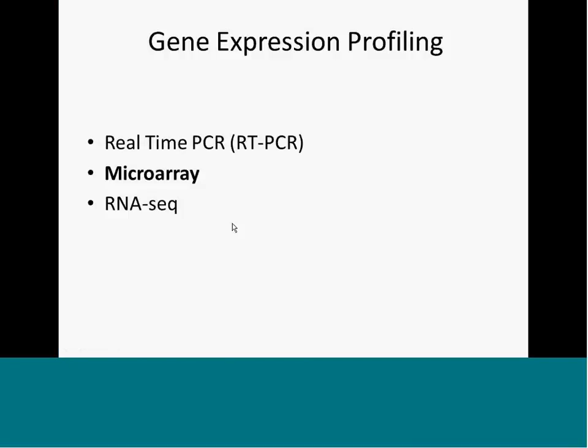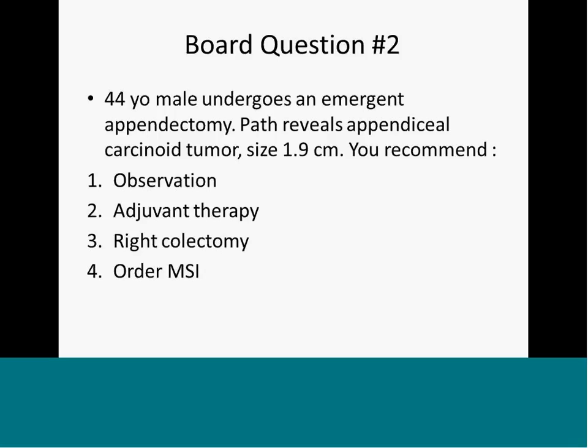So I'm going to switch gears now and talk about microarray. Okay, so board question number 2. A 44-year-old man undergoes emergent appendectomy. Pathology reveals appendiceal carcinoid tumor, size 1.9 centimeter. This is for a second-year fellow. Who do we have? What do you want to do for this patient?